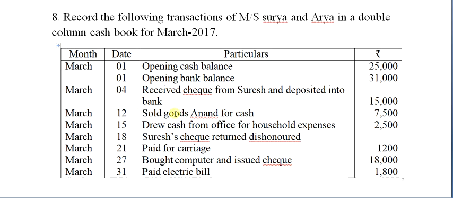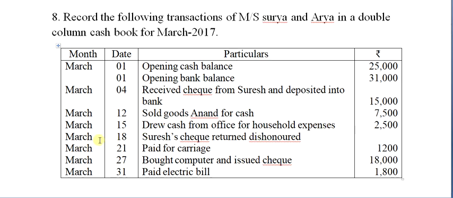March 12 sold goods to Anand for cash 7,500. When we are selling the goods, our cash balance increases, so that should be taken under the debit side. March 15th drew cash from office for household expenses, 2,500. When we draw the cash from office, our cash balance reduces. It is drawings, so that should be taken under the credit side.